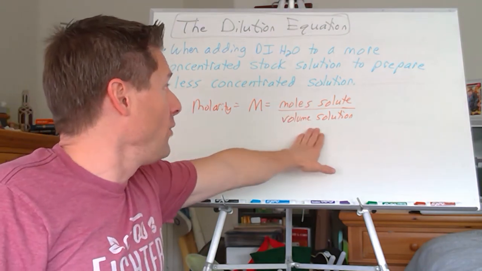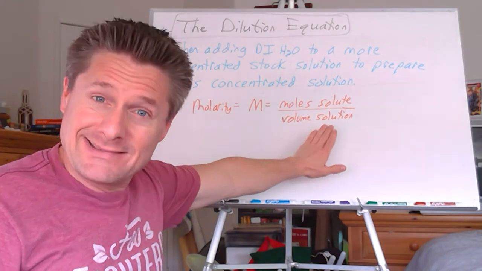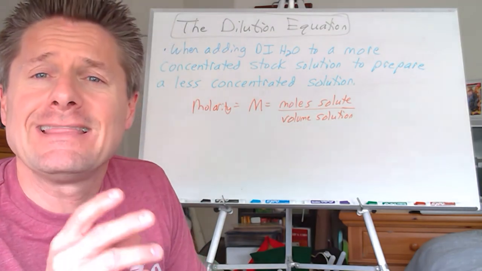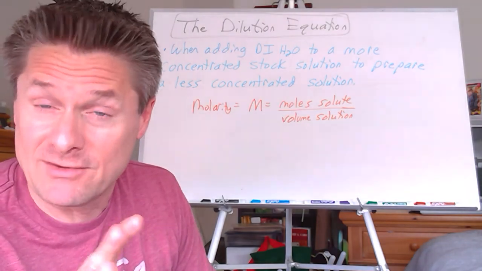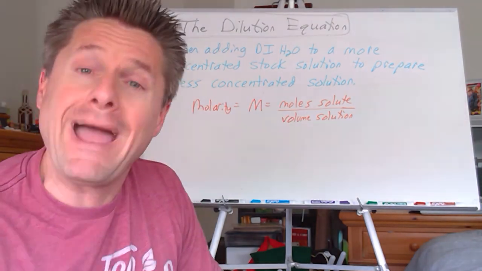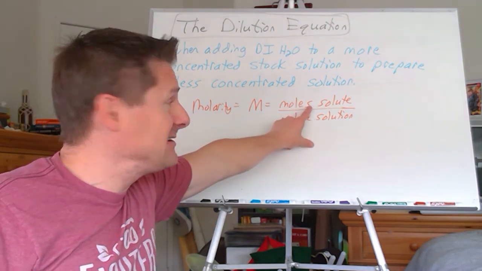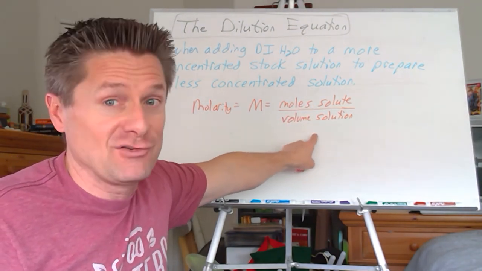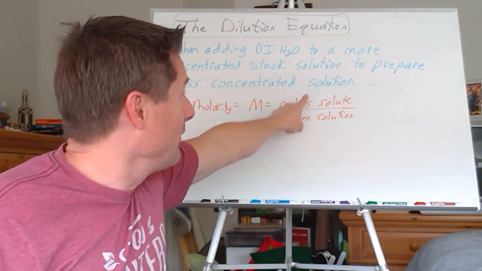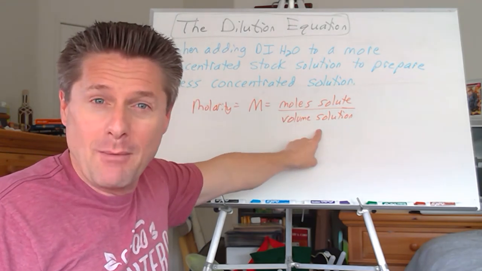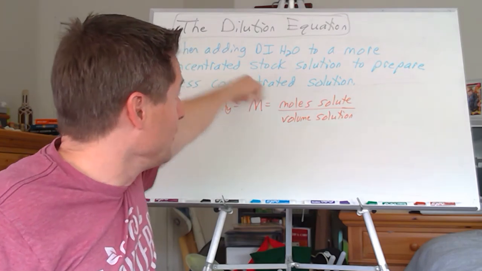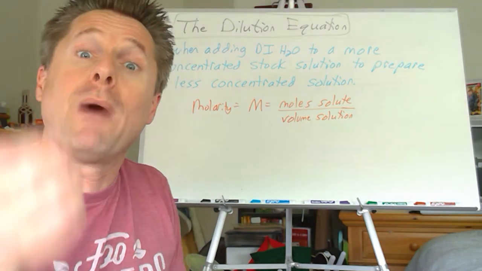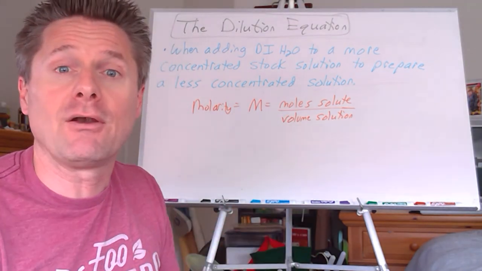Well, molarity is moles of solute over volume of solution. Doesn't it make sense that if you add water to a solution, you're not increasing the number of particles of solute, correct? Because water is the solvent. So by adding water, you are not increasing the moles of solute in the numerator, but you are increasing the volume of the solution, the denominator. If the numerator stays the same but the denominator goes up, you're dividing by a bigger number, so the molarity is going to drop. Correct? So by diluting something, you're decreasing the molarity.